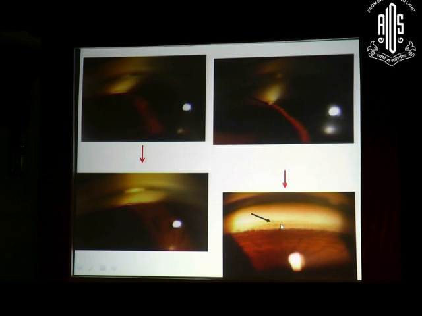Here's your white line, the Schwalbe's line, and the angle is widely open. So this is an occludable angle, but there's no evidence of closure as of now.